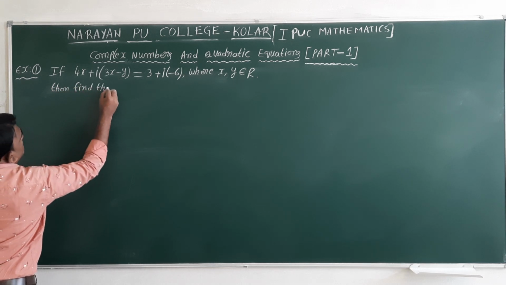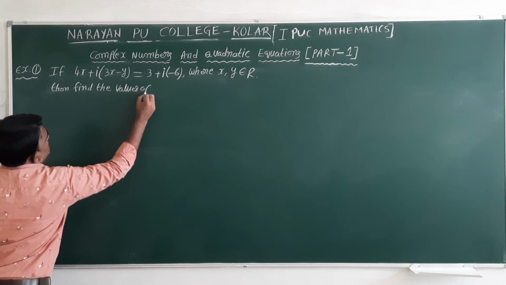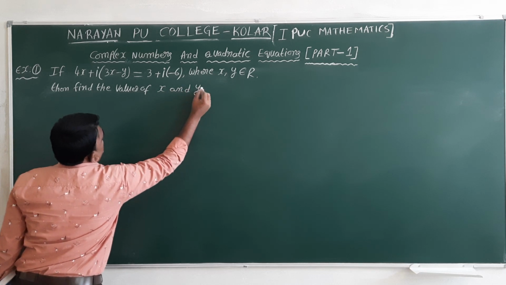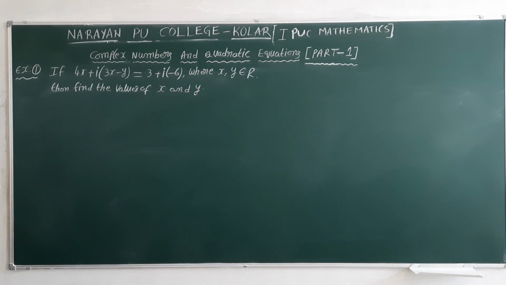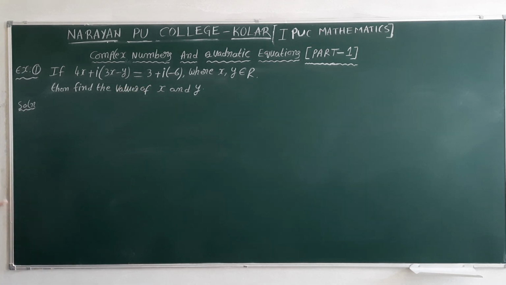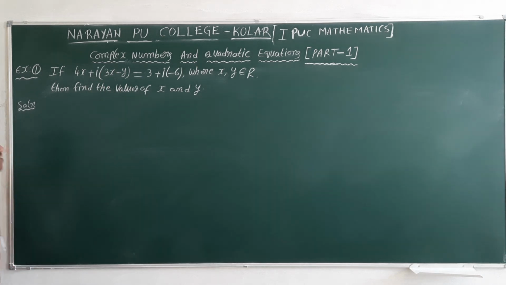Find the values of x and y. So, solution: here clearly the given two complex numbers are equal. We know the condition: whenever two complex numbers are equal, the corresponding parts are equal.